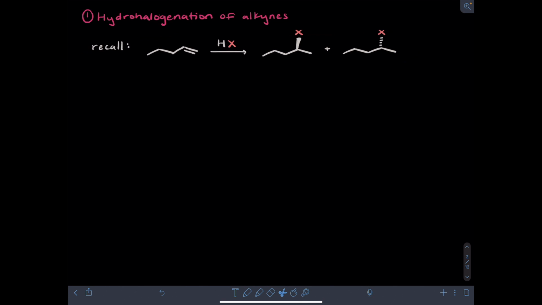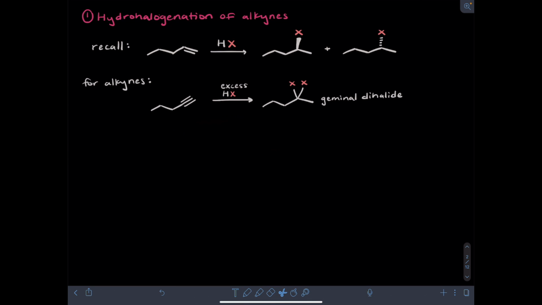For alkenes, this involved the Markovnikov addition of H and X across the alkene to generate a new carbon-hydrogen bond at the less substituted position and a new bond to a halogen at the more substituted position of the alkene.